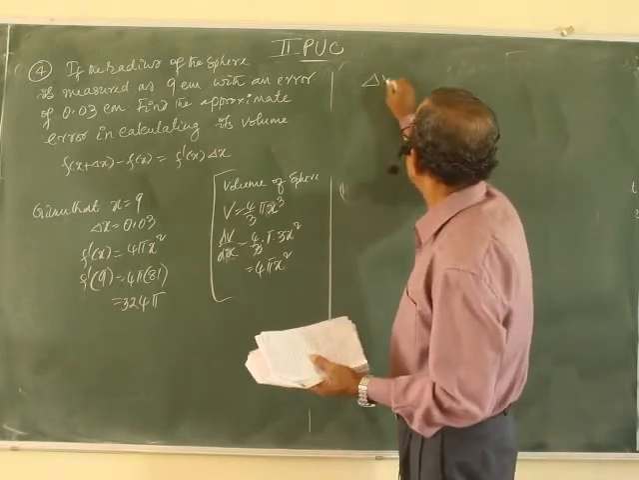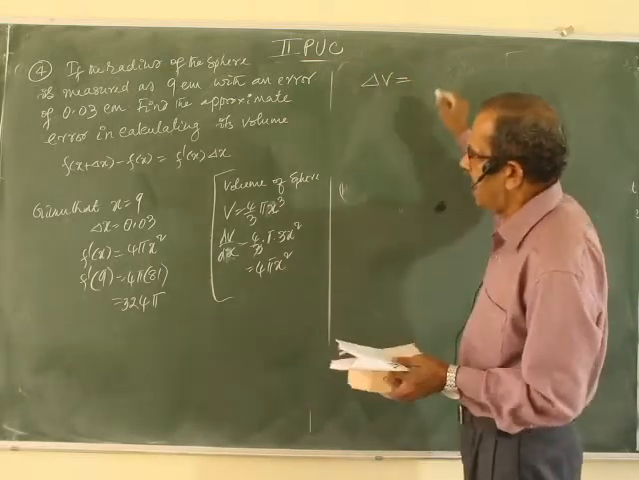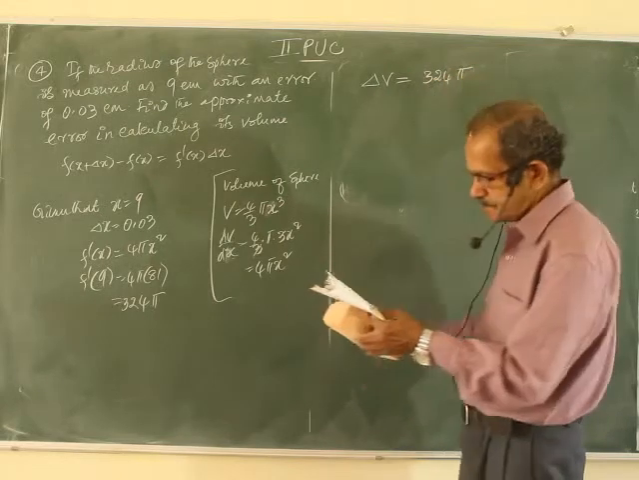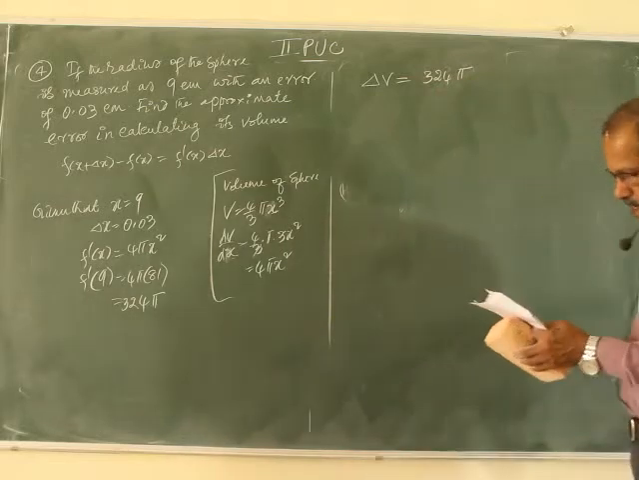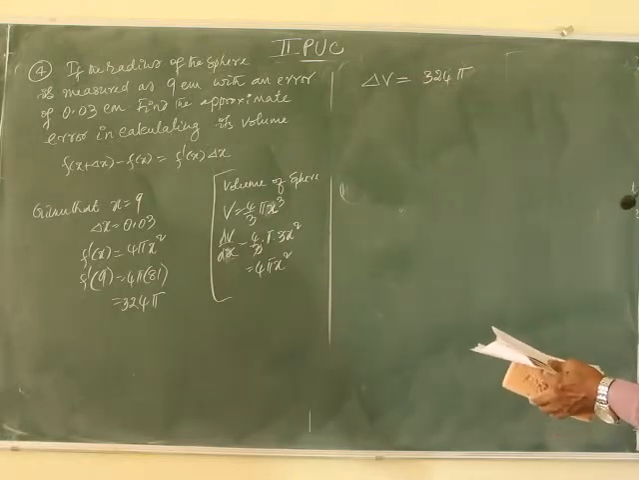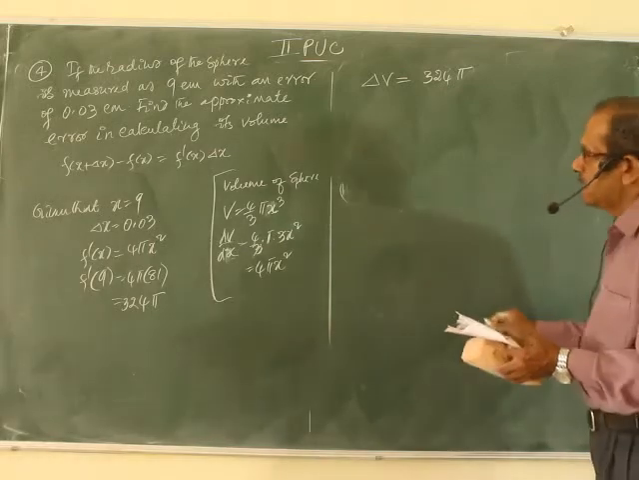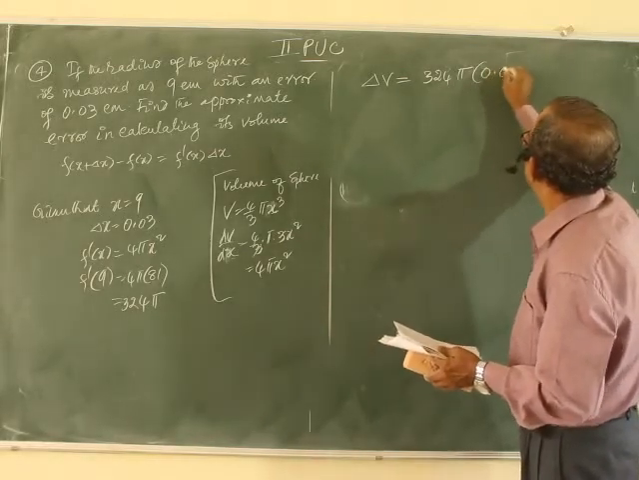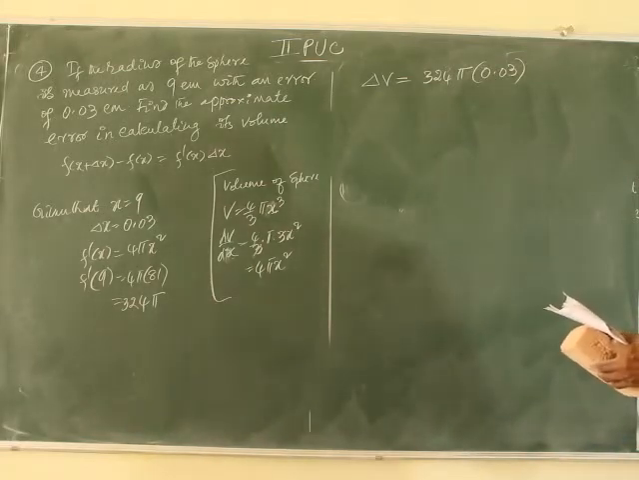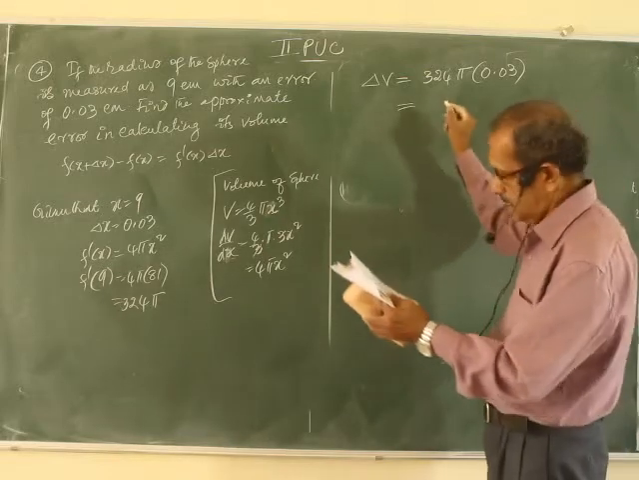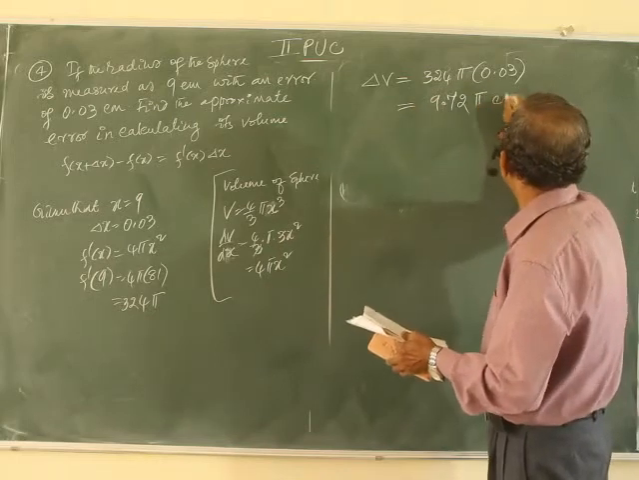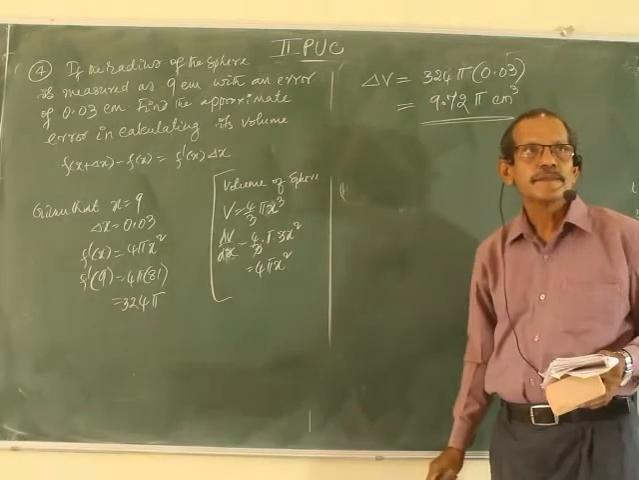Change in the volume. Let me write dV equal to f dash of x, 324 pi. Correct, no? 324 pi, delta x 0.03. Answer is 9.72 pi centimeter cube. Centimeter cube.